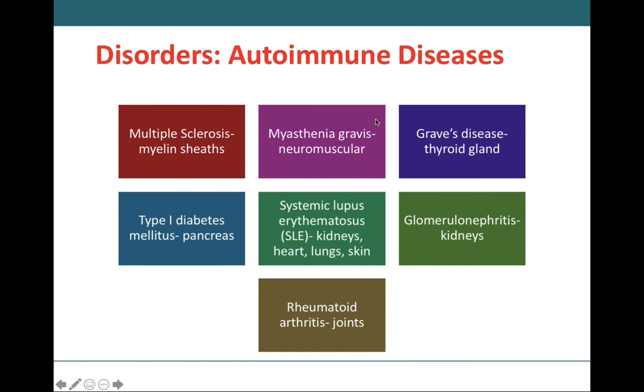Myasthenia gravis is another condition that you likely heard about in Anatomy and Physiology 1. This condition will specifically affect the neuromuscular junction. So this autoimmune condition affects the transmission of signals from one body system to another.